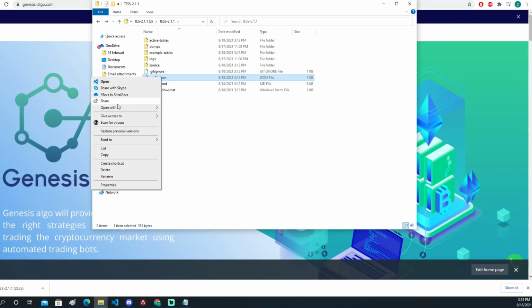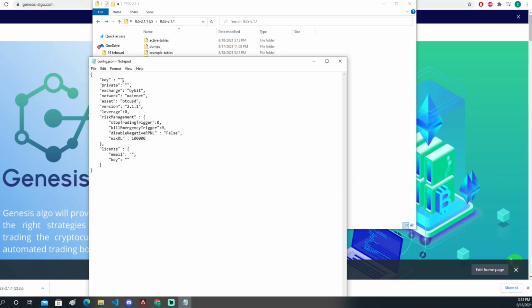Let's keep those in there for now, because first of all, you'll need to fill in your configurations. So let's open that with a notepad. This is what it looks like. First of all, you need your key and your private key, which you get from Bybit, the testnet. Then it says exchange. Well, that's Bybit, but the network that we're going to try it out on is the testnet. So let's change this to testnet. Let's leave these the same. For the asset, I'm going to trade BTC USD.